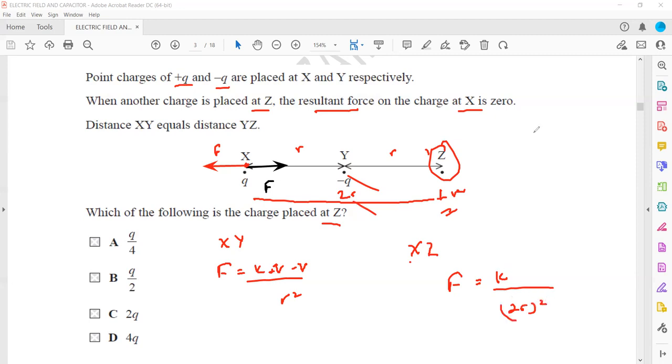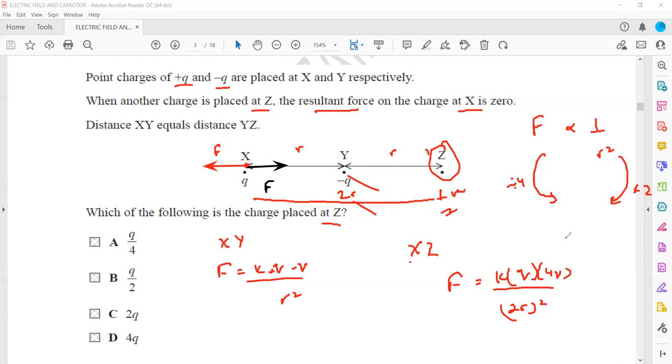If the distance becomes 2R, what is the relation between force and distance? It follows the inverse square law. If the distance increases by 2, the force should decrease by 4, because it varies with the square. If the force is decreasing by 4 due to the increase in distance, we want to increase the charge. So what should be the charge here? If one of the charges is Q, the other charge should be 4Q.